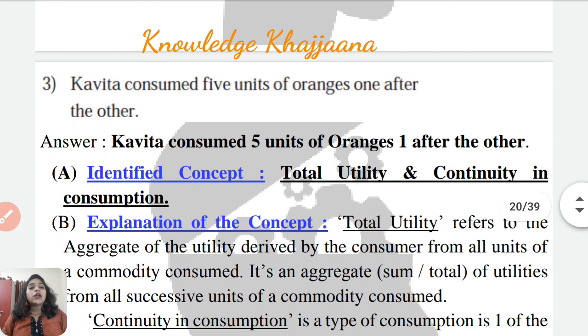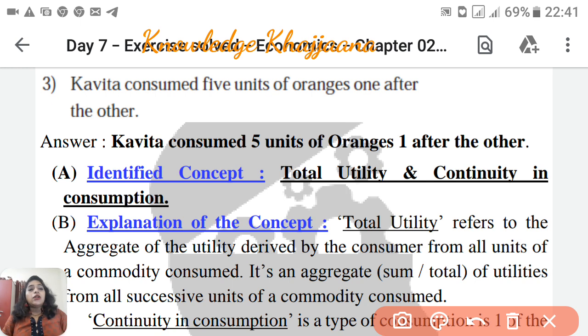Third example. Kavita consumed 5 units of oranges one after the other. So which concept is hidden over here? What is the important thing you have to notice over here? How many oranges did she consume? Total consumes. She consumed 5 units. So one concept hidden over here is total utility, because the total number of consumption has been shown.